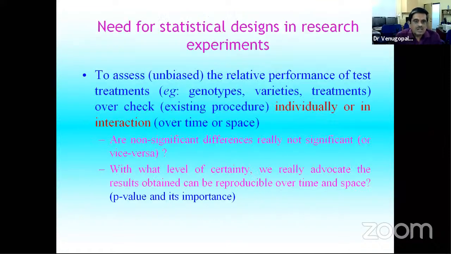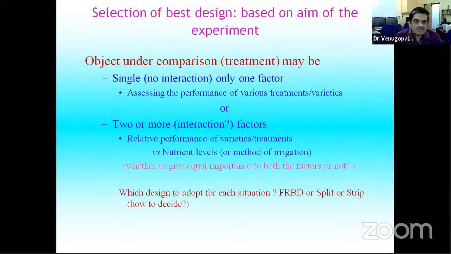Now we will come to the necessity of statistical designs in research experiments. The main aim is to study the relative performance of a genotype, set of genotypes, varieties or treatments over the checks, individually or in interaction. The main purpose here is, are significant differences really non-significant? With what level of certainty can we advocate that the results obtained are reproducible over time and space? So there comes the importance of the p-value, which I shall discuss.